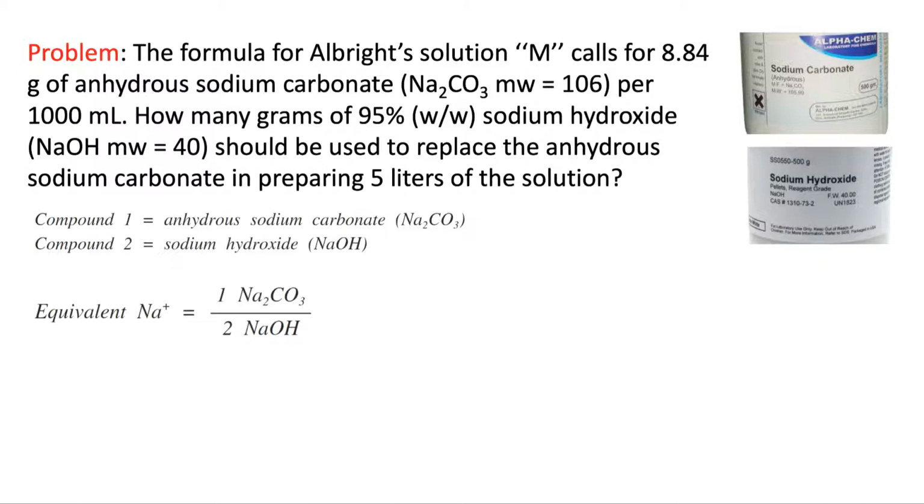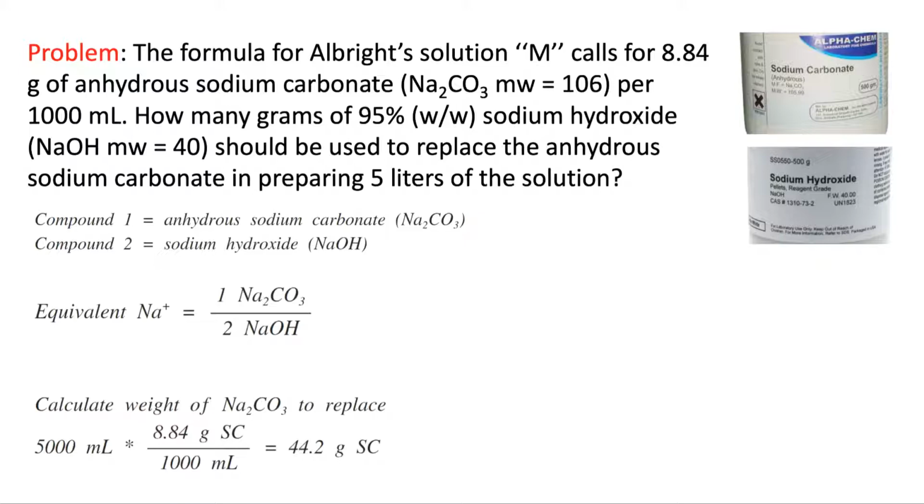Well, let's start with what we're trying to prepare. We want to make essentially 5,000 milliliters. Okay? 5,000 milliliters of this solution. Now, the original solution calls for sodium carbonate at a concentration of 8.84 grams per 1,000 milliliters. So, if we were going to make the formula the way it is, if we made Albright's using the sodium carbonate, how much sodium carbonate will we need?